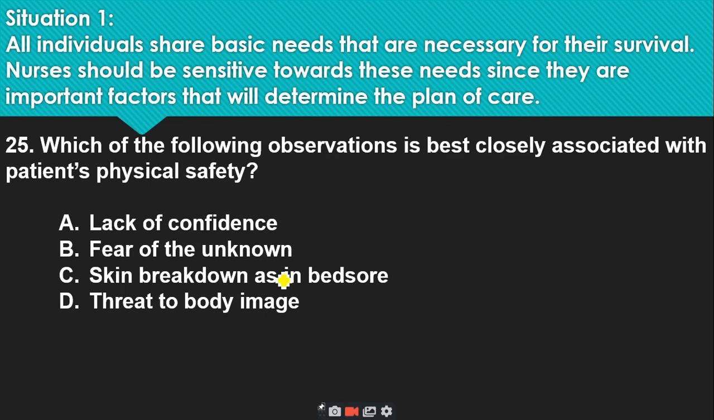Number 25. Which of the following observations is best closely associated with patient's physical safety? Take note of the word observations and closely associated with safety. So that's going to be our keywords. Letter A, lack of confidence. Letter B, fear of the unknown. Letter C, skin breakdown as in bed sore. Letter D, threat to body image. First reading, eliminate two choices.